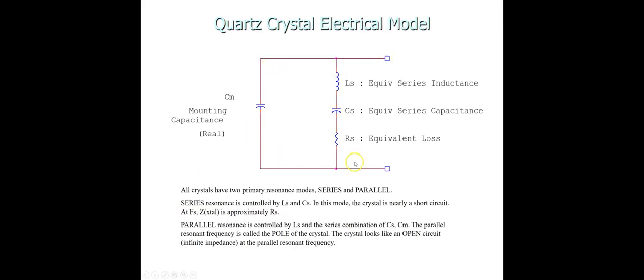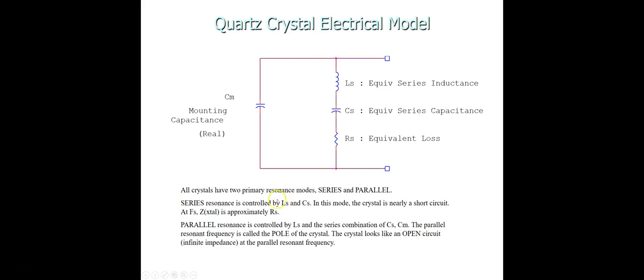So this is the electrical model. You see here Cm is the mounting capacitor, Ls is the inductance, Cs is the equivalent series capacitance, and Rs is the equivalent loss. So it appears we have here a combination of parallel and series resonance. This is forming a series and this is forming a parallel resonance circuit. These four elements in the electrical model will be used for a quartz crystal.